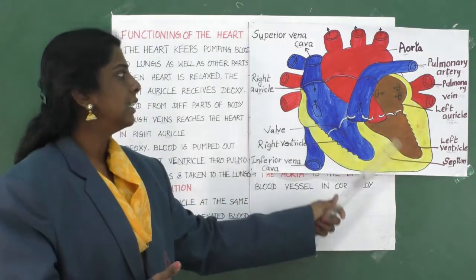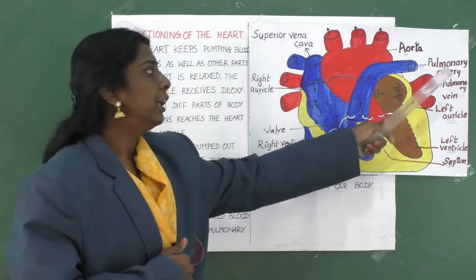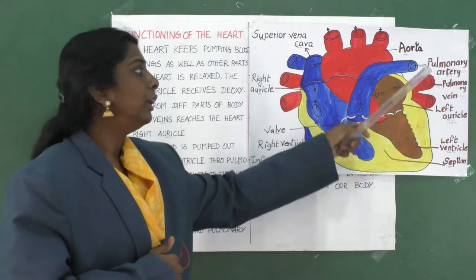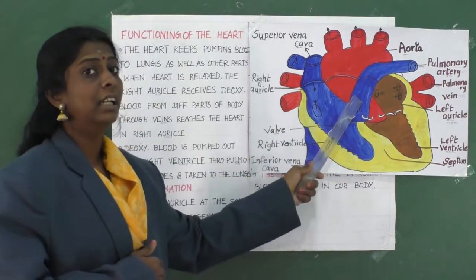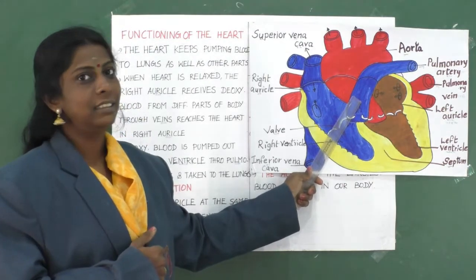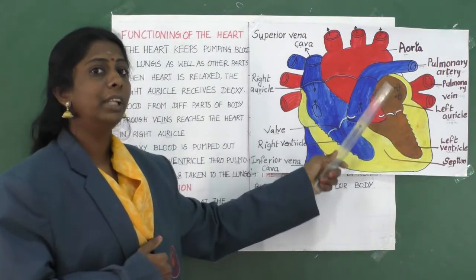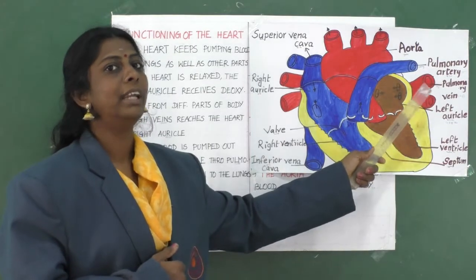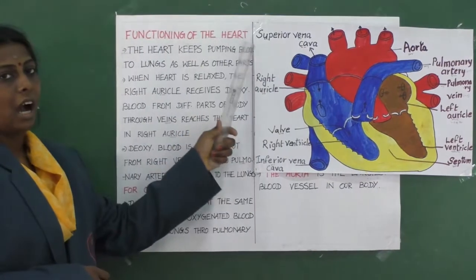Next two important parts are the pulmonary artery and the pulmonary vein. What will they do? This blue colored pulmonary artery will carry deoxygenated blood. And above, the pulmonary vein will carry oxygenated blood. So let us learn about the functioning of the heart.